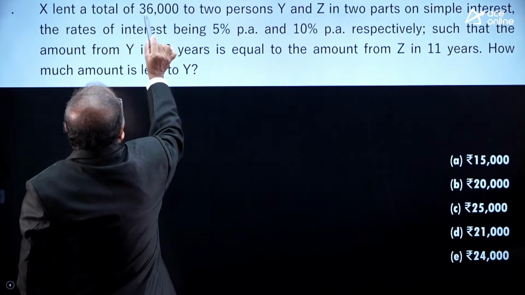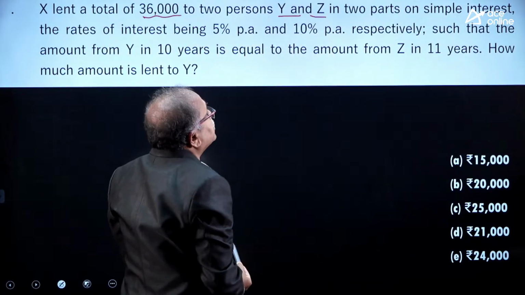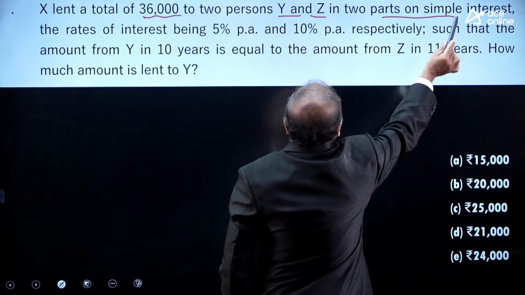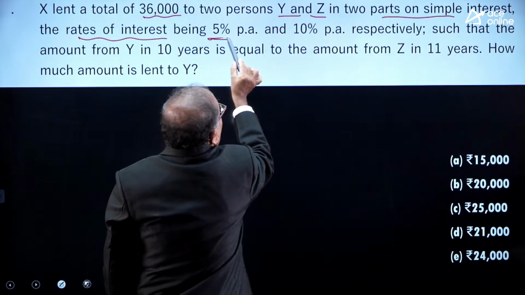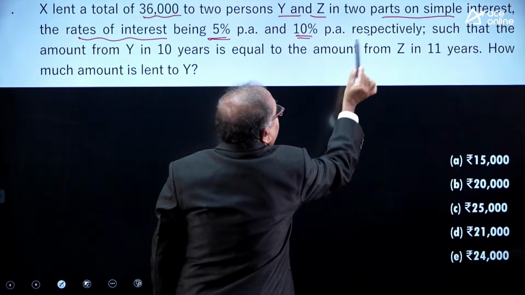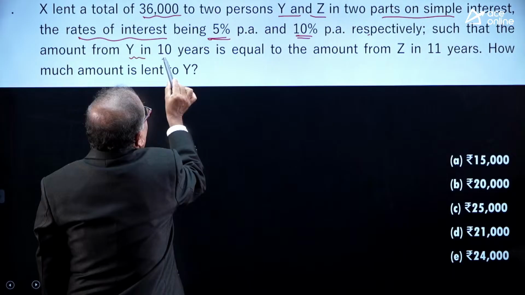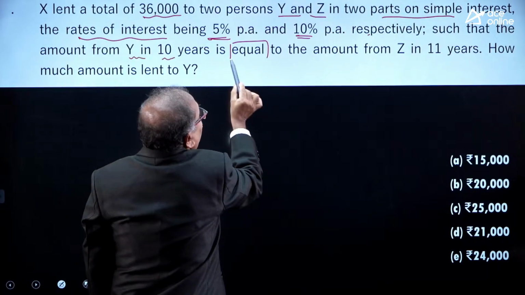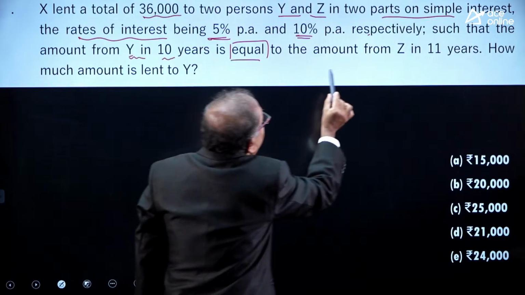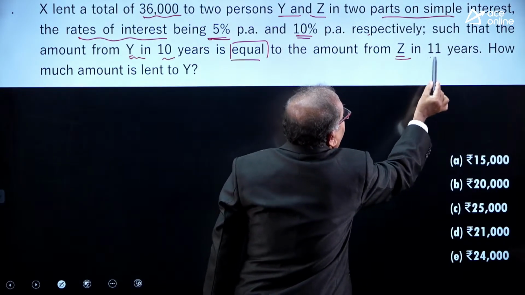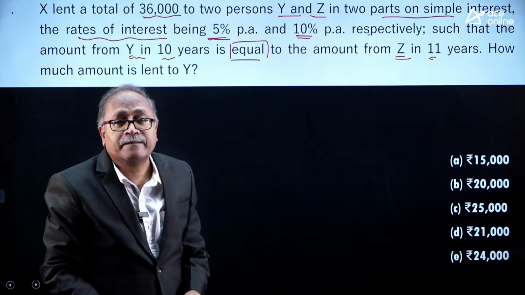X lent 36,000 to 2 persons Y and Z in 2 parts as simple interest, rate of interest being 5% per annum and 10% per annum respectively, such that the amount of Y in 10 years is equal to the amount of Z in 11 years. So, how much amount is lent to Y?